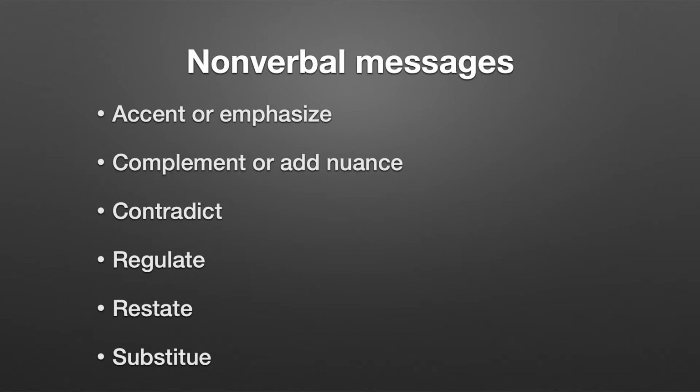So when we talk about how we use nonverbal messages, we use them to accent or emphasize. It's not just what you say, but it's how you say it. So if your mother says, clean your room, that's very different than clean your room, right? So we emphasize different things. It can complement or add nuance to a particular statement. It can contradict. When our verbal and nonverbal messages are incongruent, people tend to believe the nonverbal because we think that it's harder for people to make their bodies lie. We use nonverbal messages to regulate speech, to restate things, and to substitute.